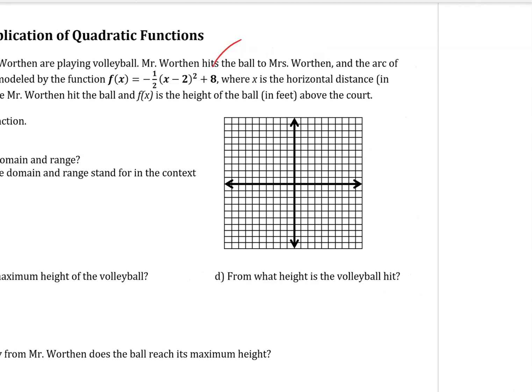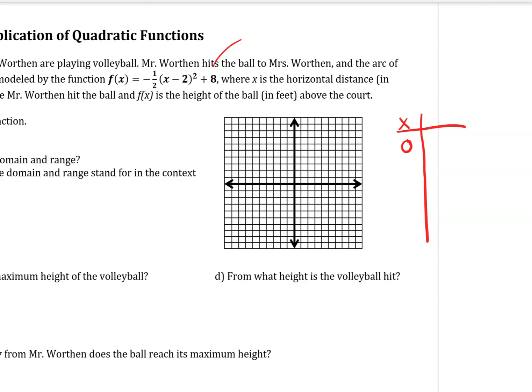What we know already about this function. This is a real-world application. So if x is our distance, when he first hits the ball, that's distance 0. So while the function itself will have values before 0, negative values for x, in the real world, we don't go back in time, and we hope that he doesn't accidentally hit the ball behind himself.